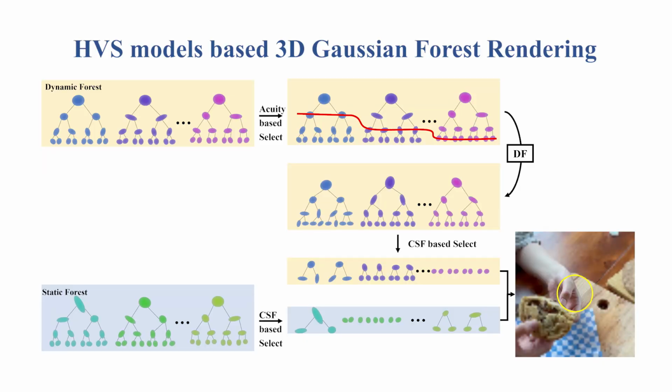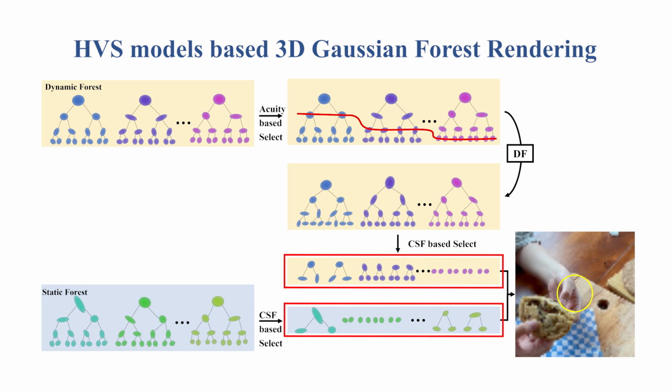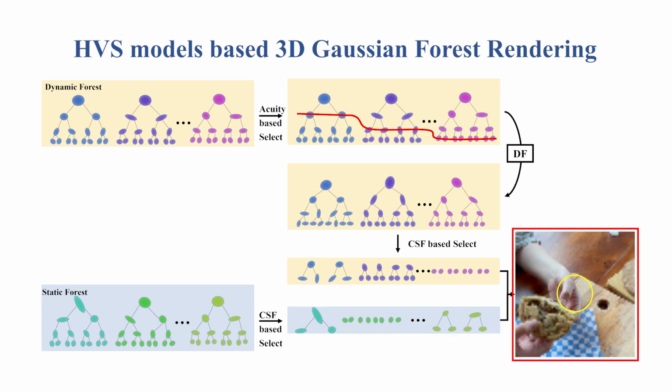Next, we present an HVS models-based 3D Gaussian forest rendering method to achieve real-time foveated rendering. This method first selects and deforms the dynamic forest based on the acuity model. Then it selects dynamic and static forests based on the contrast sensitivity function model. The foveated image is rendered based on the selected Gaussians.